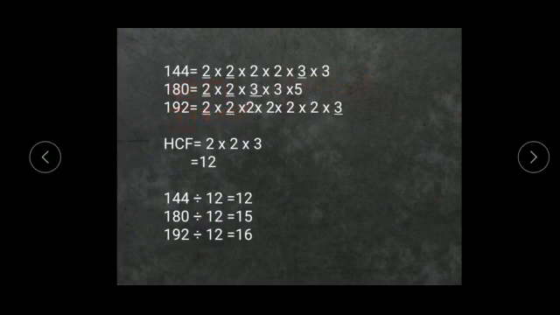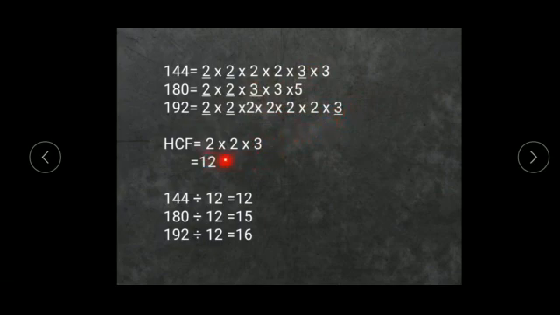Now, which number is common in all the three? That means which factor is common in all the three numbers? As you can see, 2 is common in all the three numbers. Yes. So 2 is the common factor. Now again you can see another 2 is common in all the three numbers. So another factor of 2 is also common. And at last you can see the factor 3 is common in all the three numbers. So we are taking 3 as a common factor here.